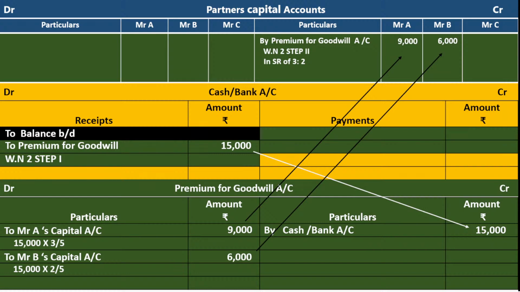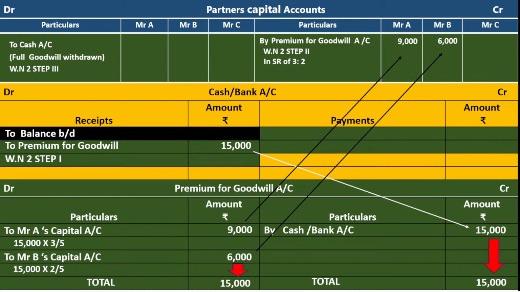Next, when this goodwill amount is withdrawn by the sacrificed partner, next entry is sacrificed partner's capital account debit to cash or bank account. Mr. A's capital account debit. So before that you close the premium for goodwill account. Take the total on the debit side, 15,000. Total on the credit side, 15,000. Now premium for goodwill account is closed, so it will not appear in the new balance sheet. Next, when goodwill amount is withdrawn by the sacrificing partner, capital account debit to cash or bank account. Mr. A's capital account debit to cash or bank account, full goodwill amount withdrawn.